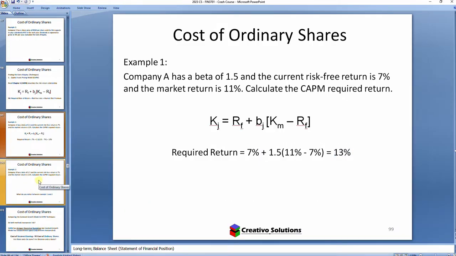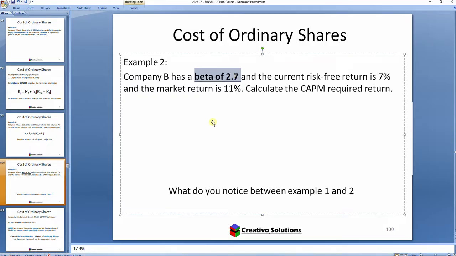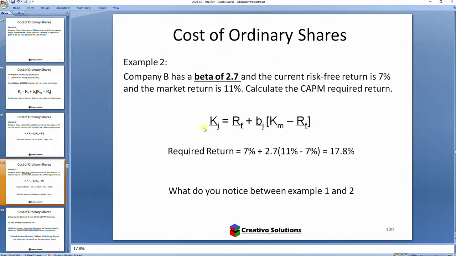Again, this is one more example here. Same working as before, but different variables. If you use this beta and the risk-free and the market return, you're going to get 17.8%. You'll see this one's a bit higher. Why is it higher? Beta, risk. It's a more risky company, so you would require a much higher return. It's a linear relationship between return and risk. That's the capital asset pricing model. It's linear, it's sloping upwards. So if you plug in all the values, you're going to get that answer. Just to show answers.